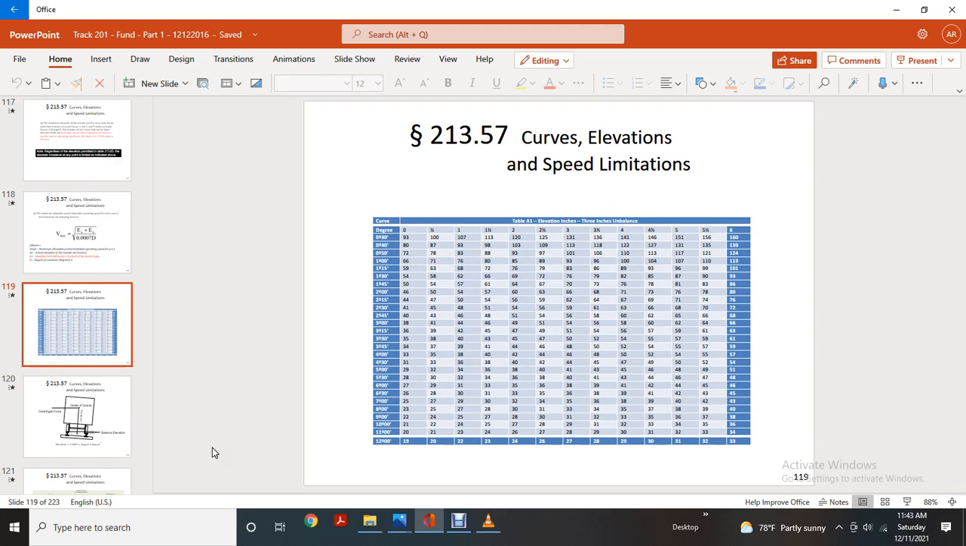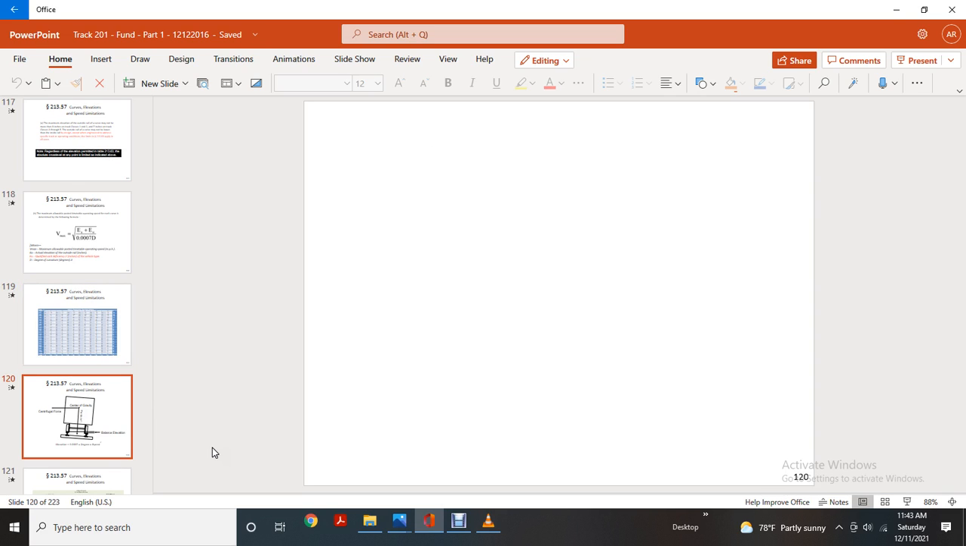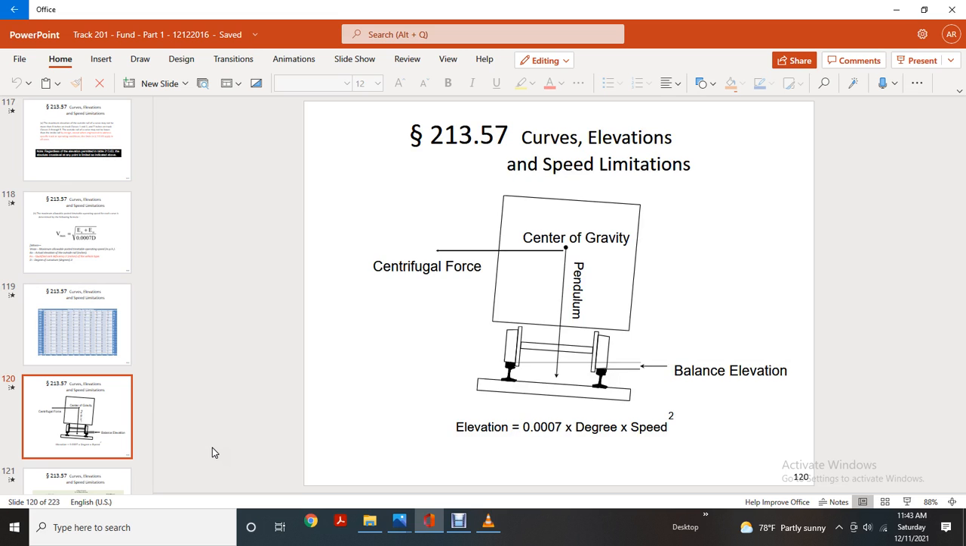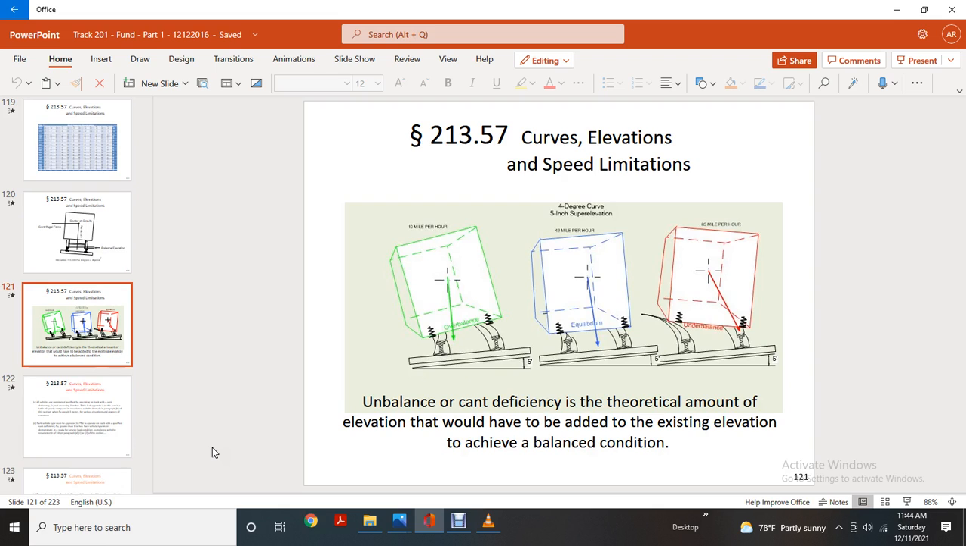Then it shows the chart. Curves, elevation, speed limitation, centrifugal force, center of gravity, pendulum, balance elevation: 0.0007 times degree times speed. Unbalanced elevation, or cant deficiency, is the theoretical amount of elevation added to the existing elevation to achieve balance conditions.